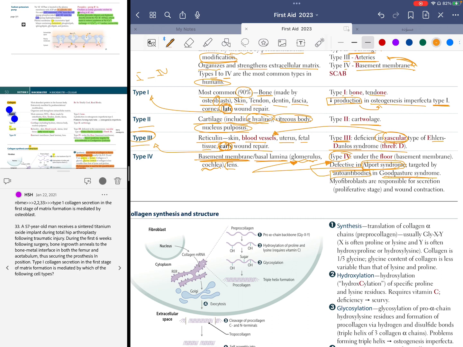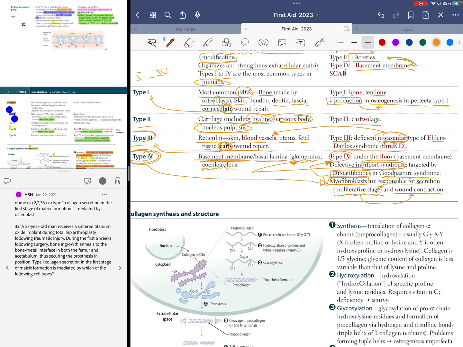Myofibroblasts are responsible for secretion. What secretes type 4 collagen? That's the myofibroblasts. The secretion stage is also called the proliferative stage, and they are also responsible for wound contraction. So myofibroblasts are responsible for secretion of type 4 collagen, the proliferative stage, and also wound contraction.